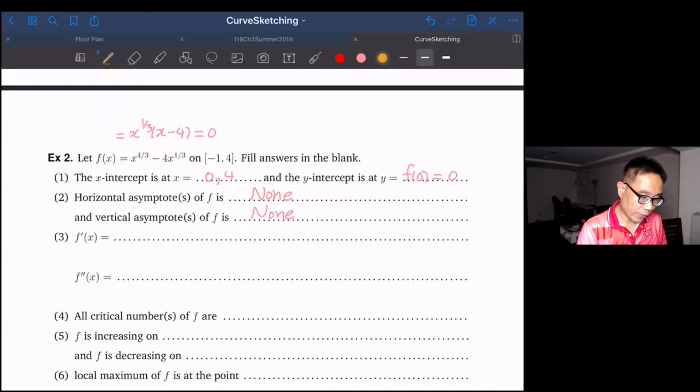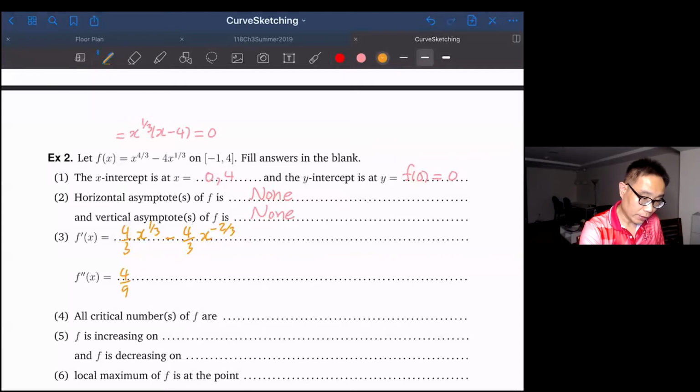So f prime x, you're going to use this one, so you don't have to use the product rule. So it's going to be 4/3 x to the 1/3 minus 4/3 x to the -2/3, and you see the second derivative. The second derivative will be 4/9.